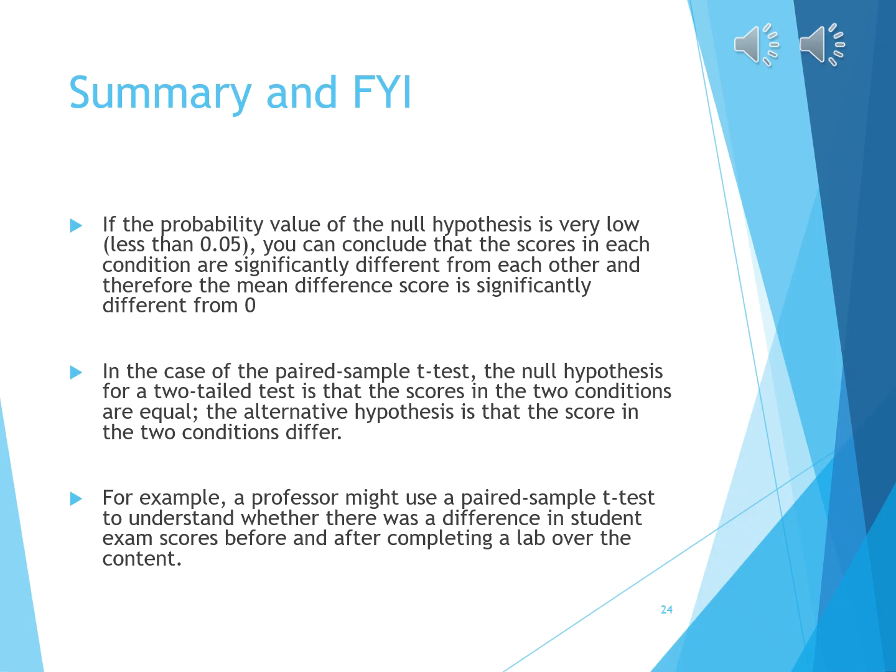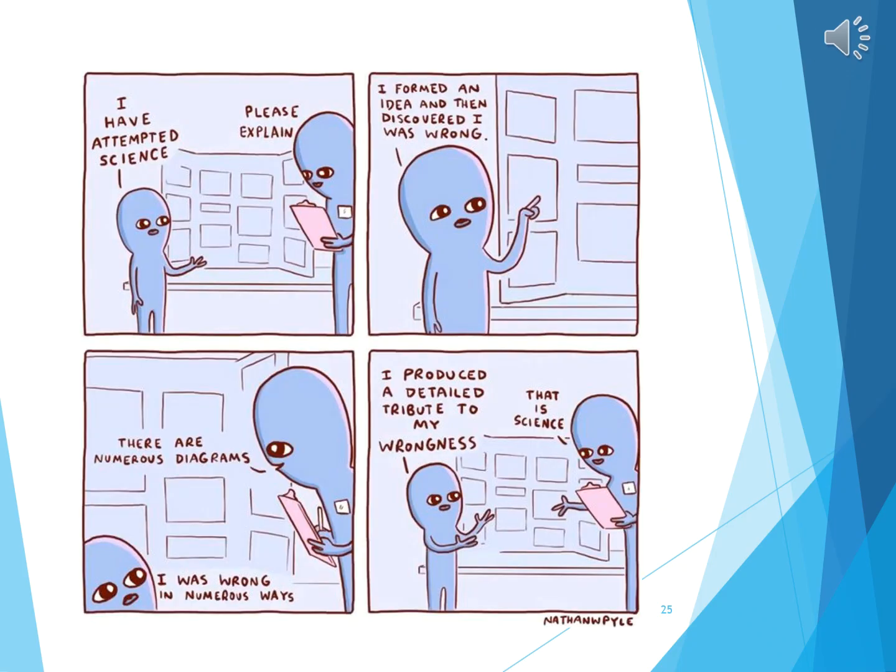For example, a professor might use a paired sample t-test to understand whether there was a difference in student exam scores before and after completing a lab covering the content. But the key phrase here is there was a difference in exam scores, but they didn't say in what direction. So that would be a two-tailed hypothesis test.